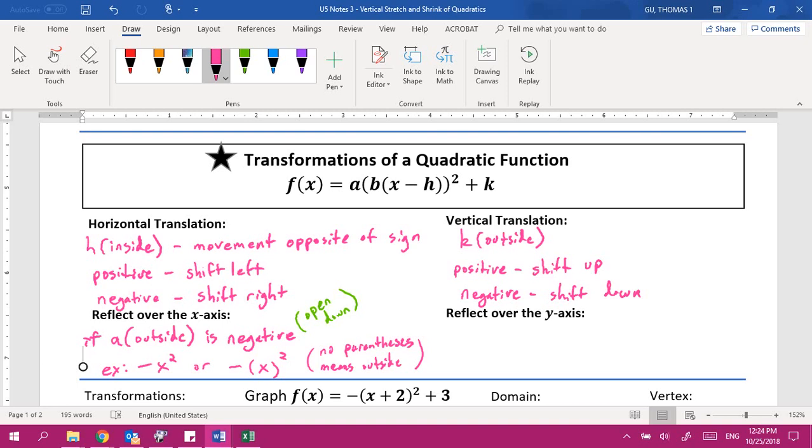Means outside. Yeah. If there's no parentheses, it's still going to be across the y-axis, like going up, it's going to be open up, right? If there's no parentheses, it's opening down. These are the same. Both of these are reflecting over the x-axis, yeah.